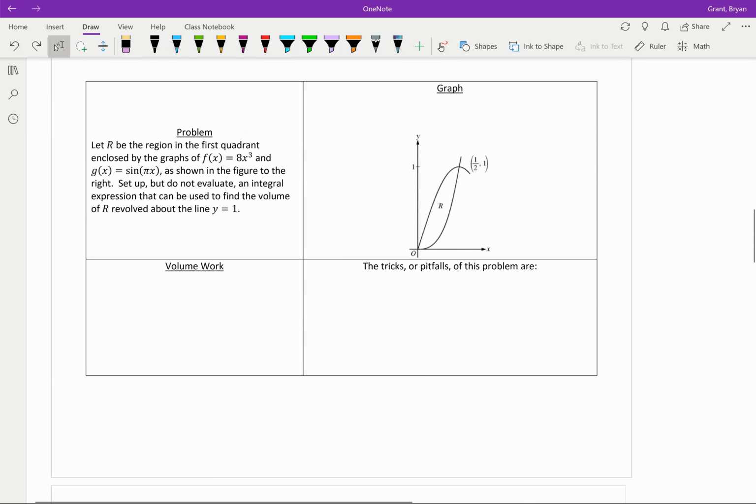Okay, second one. What are we doing here? Integral to find a volume revolved around the line y equals 1. Okay, so it's pretty much the same thing, I think. Here is y equals 1. Go straight across like so.